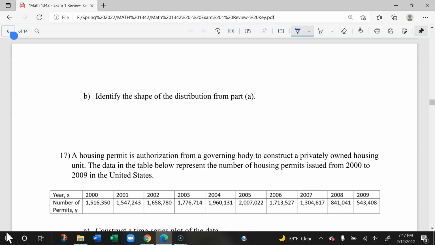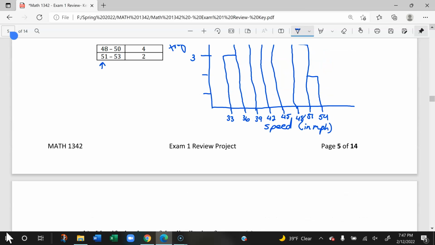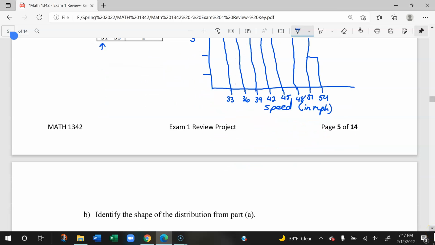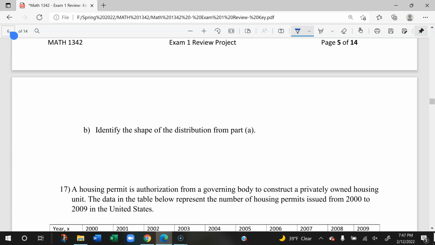Now we want to identify the shape of this distribution. If we look at this distribution, our highest peaks are here, and we go down on both sides. We have 2 here, and we have 3 here, so it's approximately bell-shaped. Not exactly, but our 2 highest peaks are approximately in the middle, so we have approximately bell-shaped.